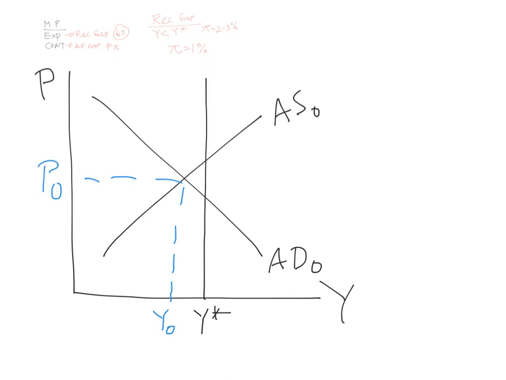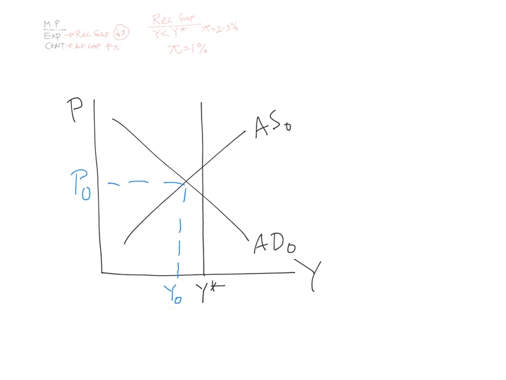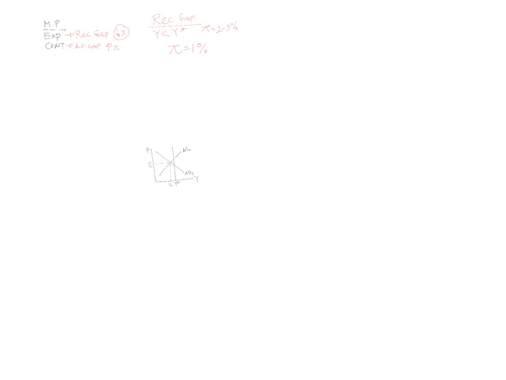Okay, so given this situation, the RBA must act to increase inflation. Okay, so it must act to increase inflation. So it will run expansionary monetary policy.